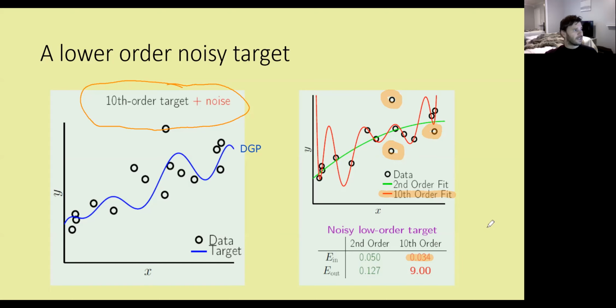And you'll notice this simpler green hypothesis here. It is only a second order hypothesis, or a second order fit along this green function. And that green function does not fit the data that well in sample compared to what we were seeing with the 10th order fit. The in-sample error with the green function is 0.05, but with the red function it is 0.034. So the red function does fit the data better. It is more complex. We should expect that to happen.